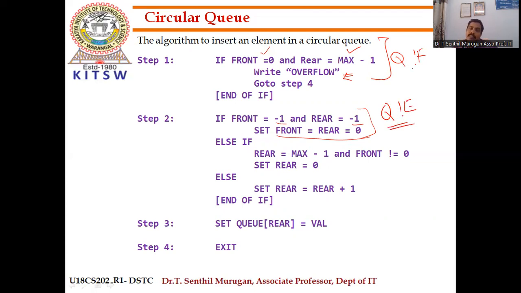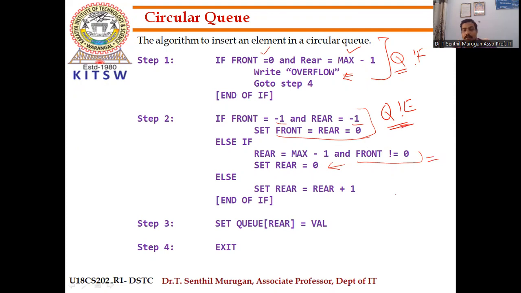Okay, so both the conditions are false. That means it will check again whether rear is pointing to max minus 1 or not. If it is pointing to max minus 1, then we have to check front not equal to 0. Why? Because we have to insert the element into the first position, rear equal to 0. After fixing the rear pointer, it is not full and not empty.